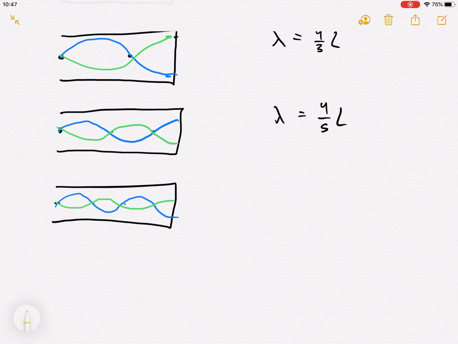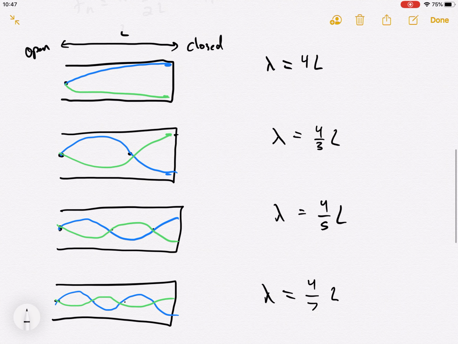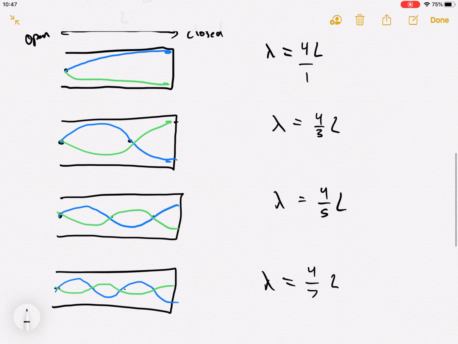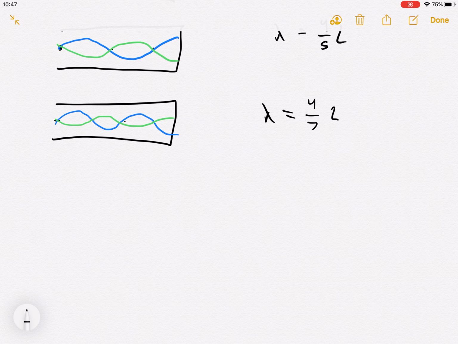7/4. Which means lambda equals 4/7 L. Okay, so now we can look at these numbers and see, well, look, it looks like my general rule is going to be 4L over N. But N is now just odd numbers. You see that? 4 over 1, 4 over 3, 4 over 5. So lambda sub N is 4L over N, where N equals 1, 3, 5, 7, etc.